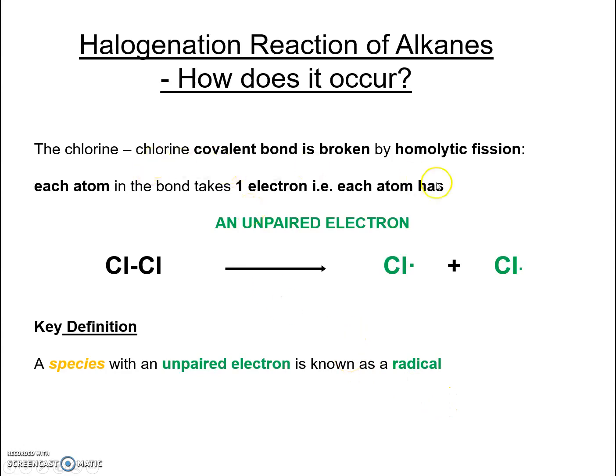The chlorine-chlorine bond is broken by something called homolytic fission, where each atom in the bond takes one electron. So here you've got a covalent bond, which is a shared pair of electrons. The ultraviolet light breaks the bond, and each chlorine atom takes the electron that it used to make that bond. So we say that these atoms have an unpaired electron. Any species, whether it's an atom, molecule or ion, which has an unpaired electron is known as a radical, and that is something that you need to know.